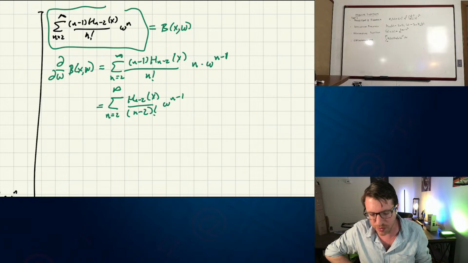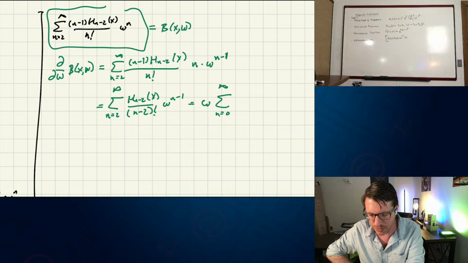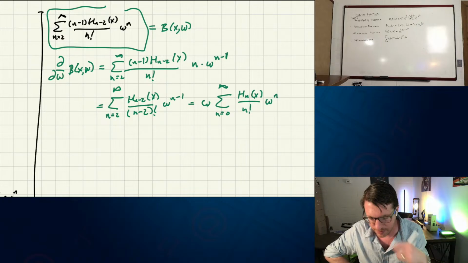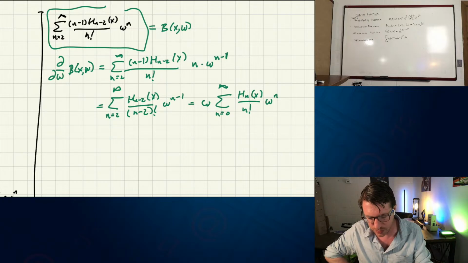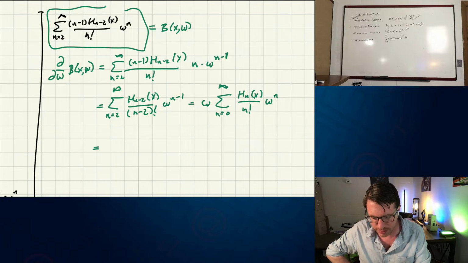And so what we can do is just go and factor out one w. And so we end up getting w, and change the index. We get the sum from n equals 0 to infinity of h_n(x) divided by n factorial times w to the n. And so this is equal to w times g(x,w).